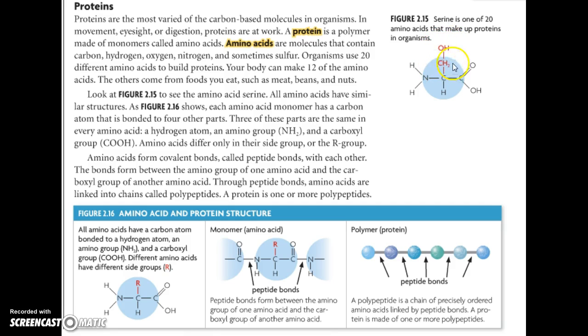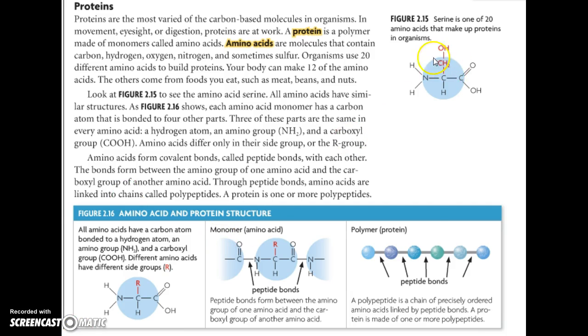As we change this group from what we have here to say something else, it could result in different properties of the amino acid as a whole. For example, some amino acids, depending on their R group here, will be polar, others will be nonpolar. Remember that nonpolar molecules are ones that do not mix well with water.